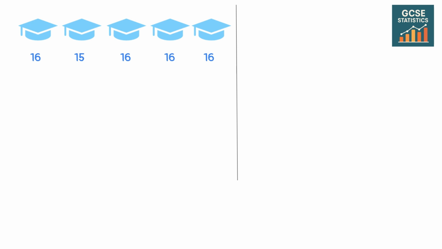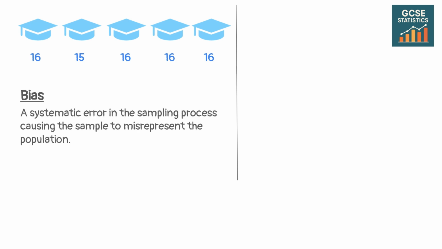I now need to admit that I in fact asked my friends their ages, because I'm too shy to ask anyone else. Most of my friends are in my year, hence the ages. But this doesn't really help me when I'm trying to investigate the ages of my school in general, not just year 11. Yet another term now, bias. This is a systematic error in the sampling process causing the sample to misrepresent the population. In more simple terms, the sample doesn't tell the truth, fully at least.